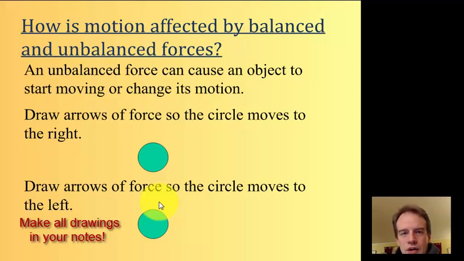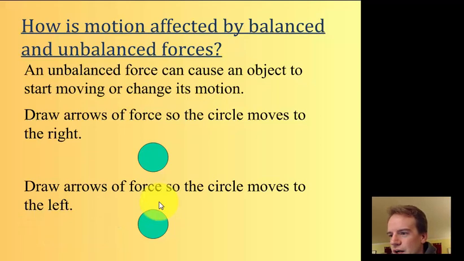Now, how are moving things, and things that aren't moving, but we know everything is moving, how's that affected by balanced and unbalanced forces? So in all these situations, we're going to be looking at arrows indicating forces, the direction of the push or the pull, and a number in newtons indicating the amount of force. So an unbalanced force will cause an object to start moving or change its motion somehow. So unbalanced forces change motion.